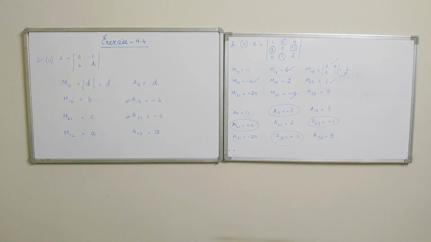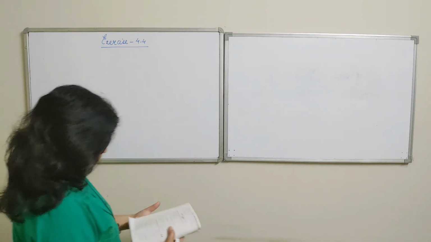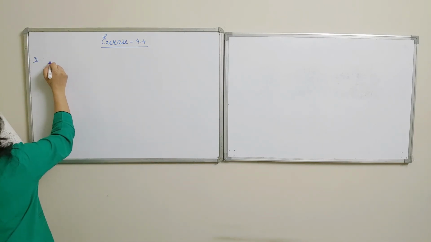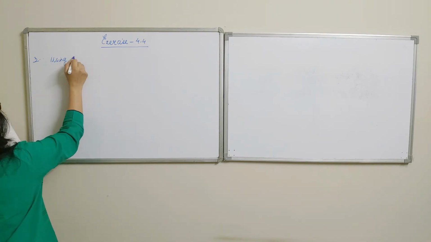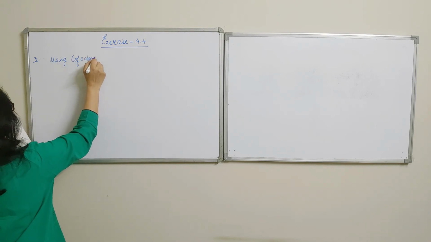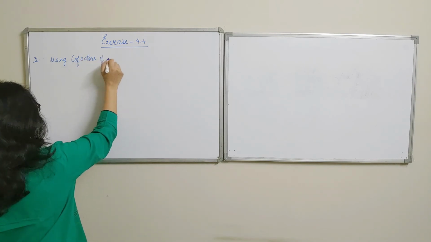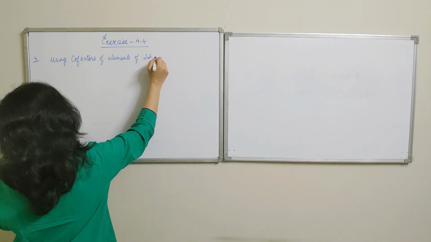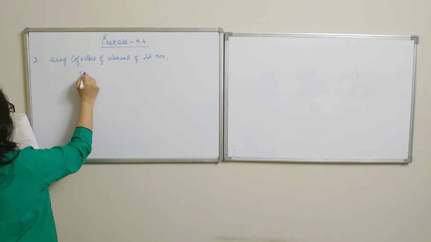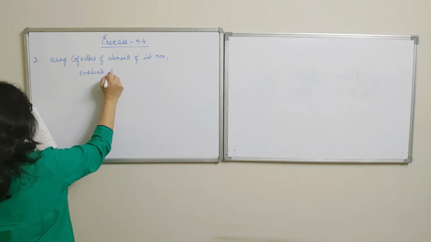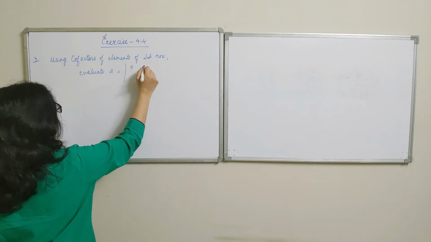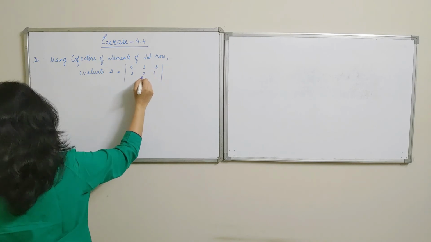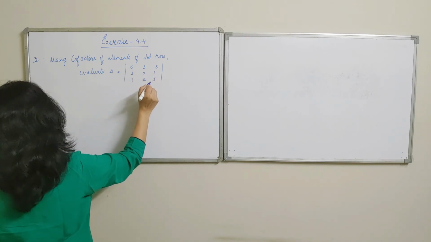So next we are discussing question number 3. I will write down the question here. The question says, using cofactors of elements of second row, evaluate the determinant which is given by this expression. Second row is 2, 0, 1, third row is 1, 2, 3.